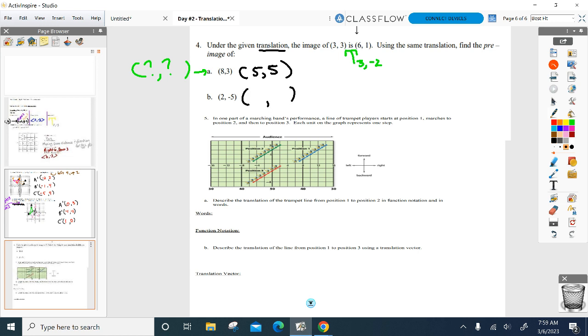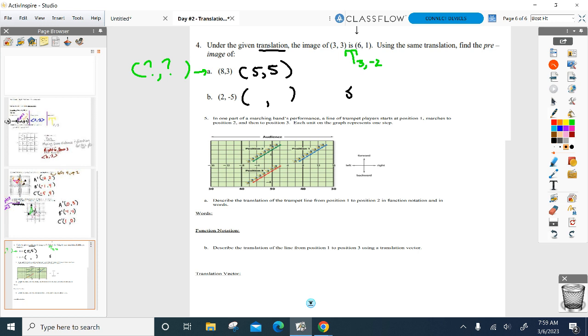Okay, ready? If I start at 0 and go right 3, I end up at 3, right? If I start at 5 and go right 3, I'm at 8 now. Okay, ready, Iris? I'm going right 3, correct?